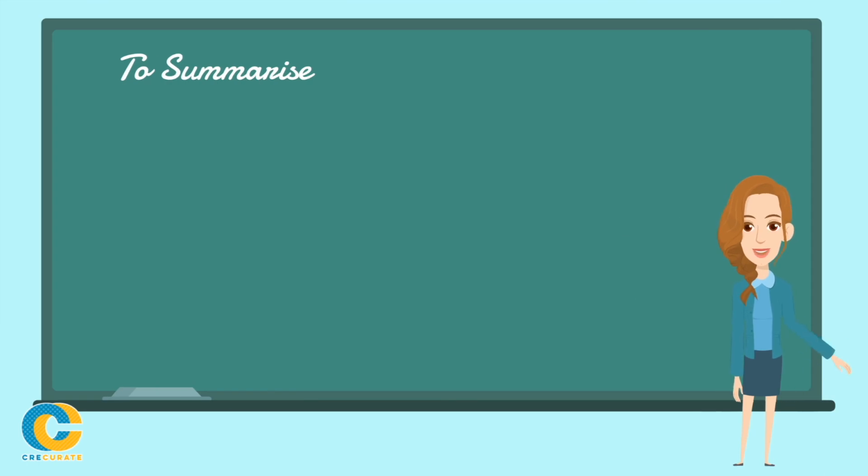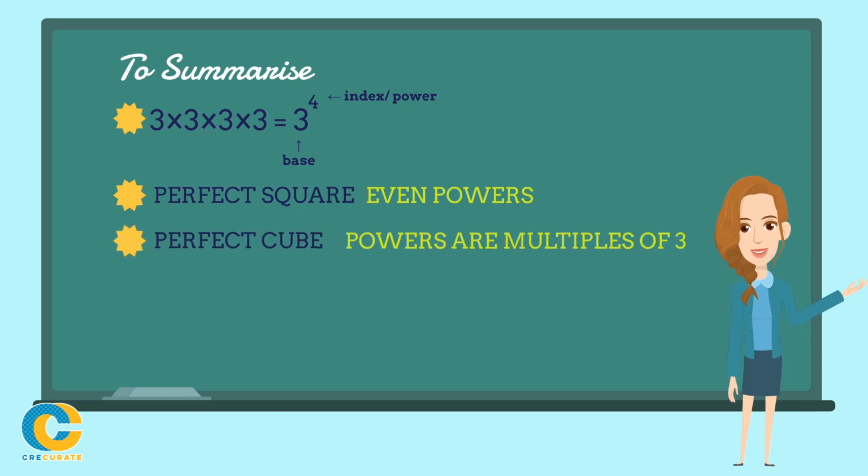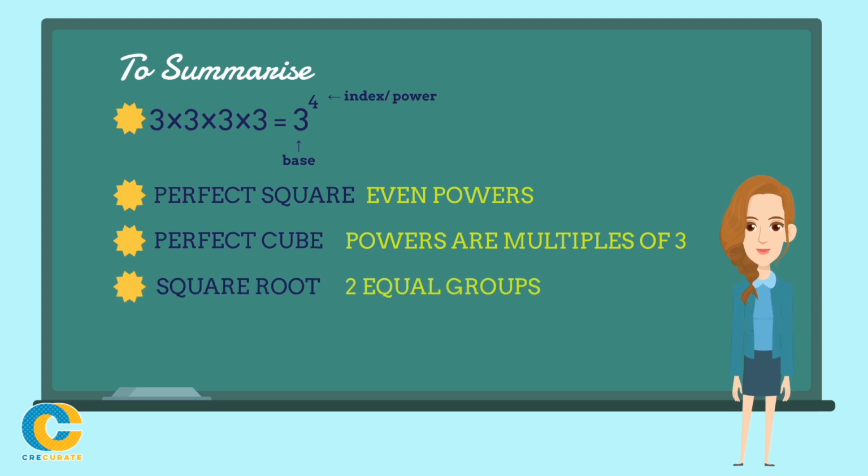To summarize, we have learnt the index notation where we can express numbers as a base and an index or power. We have also learnt that perfect squares always have even powers in the index notation, and perfect cubes always have powers that are multiples of 3 when written in index notation. To find the square root of a number, we always have to split the number's prime factors into 2 equal groups and take one group as the answer. We do the same for cube root but into 3 equal groups.